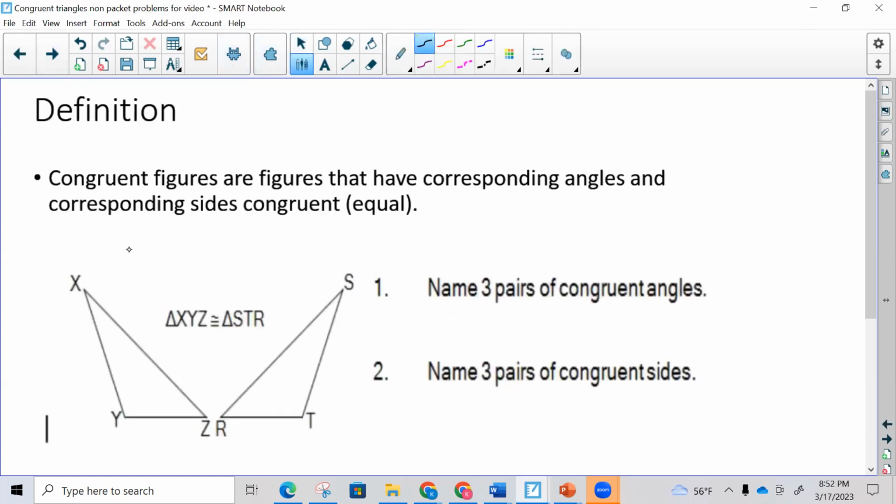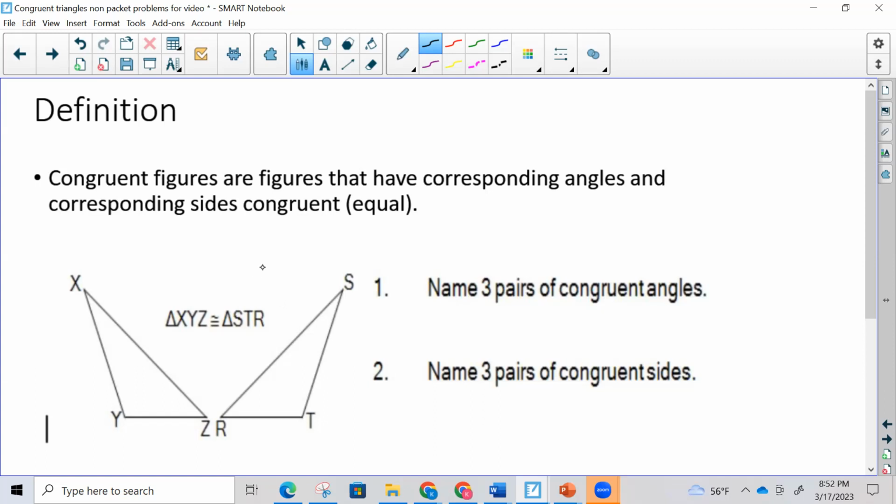So congruent figures in general are figures that have corresponding angles and corresponding sides congruent. And so what that means is for congruent figures, they're the same shape and they're the same size. And so they're exact copies of each other. They may be turned or reflected differently, but they're exactly the same size and shape.